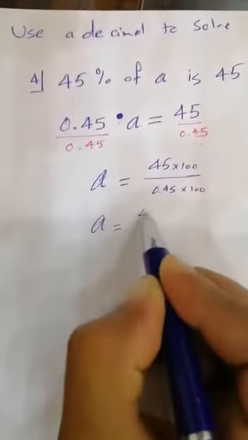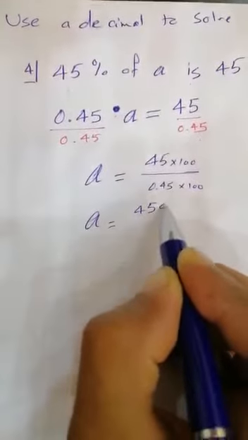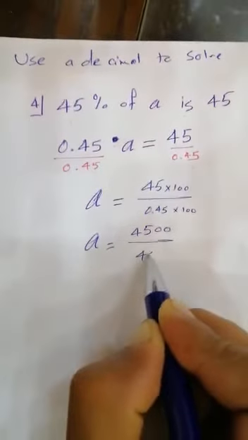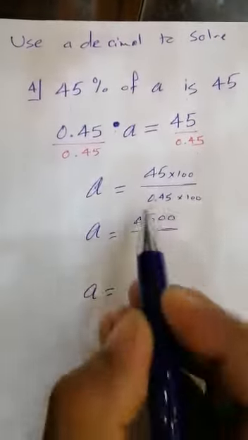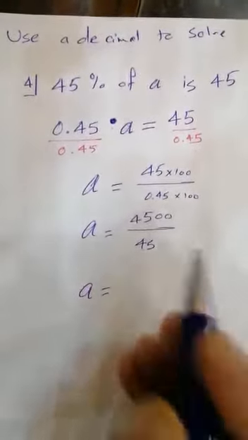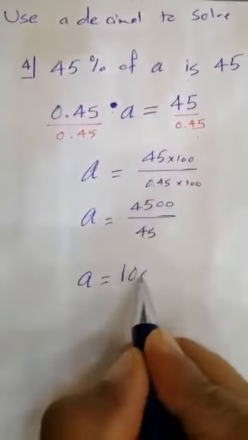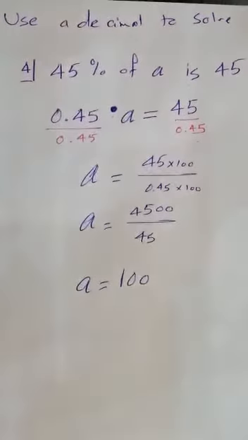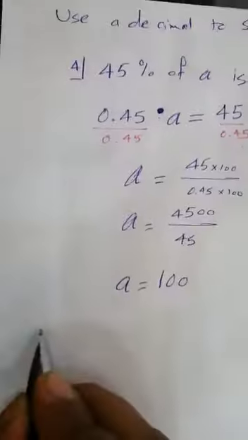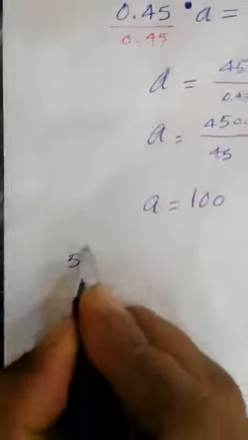Then A equals 4,500 out of 45. 45 divided by 45 is 1. We have 2 zeros, we add them. Then the whole number is 100. Question 5.